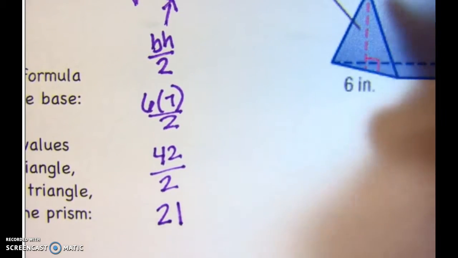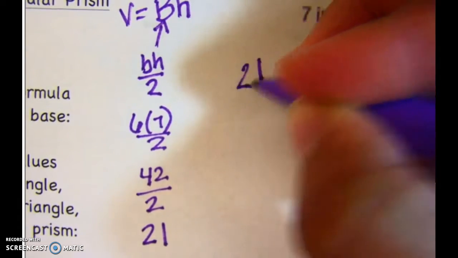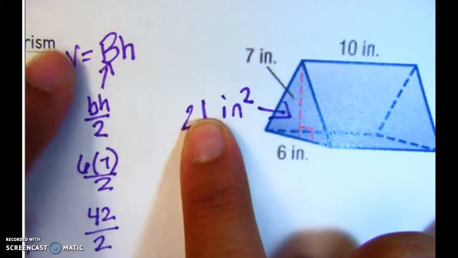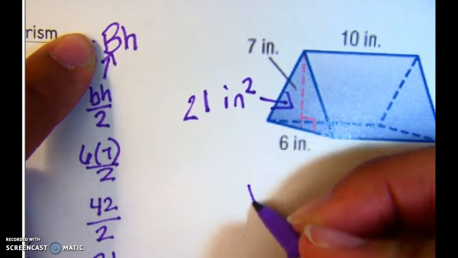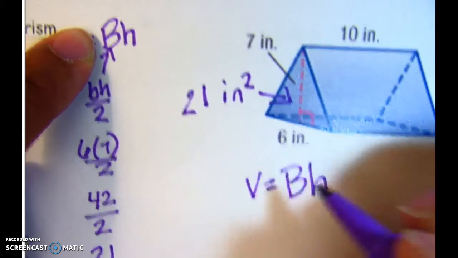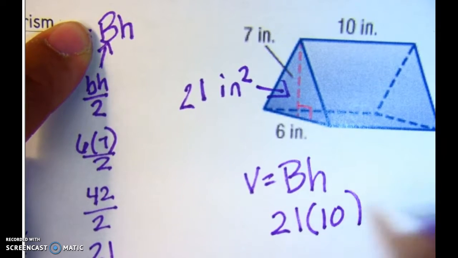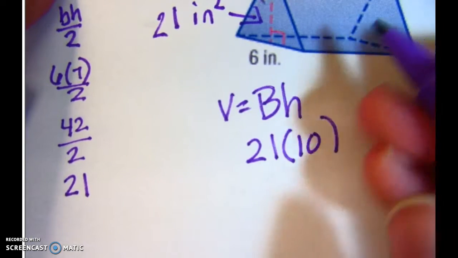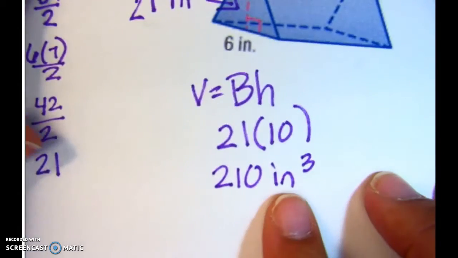So now that I have that the area of this triangle is 21 inches squared, I need to multiply that area times the height. So the area of the base times the height, the area of the base is 21, the height is 10. And I know anything times 10, I'm adding a 0, so the total volume is 210 inches cubed.